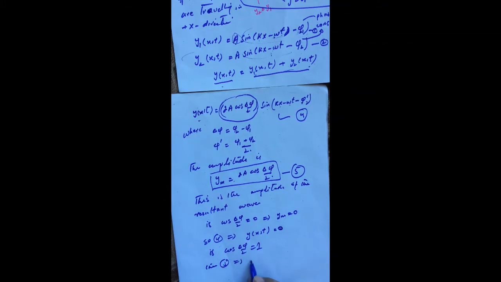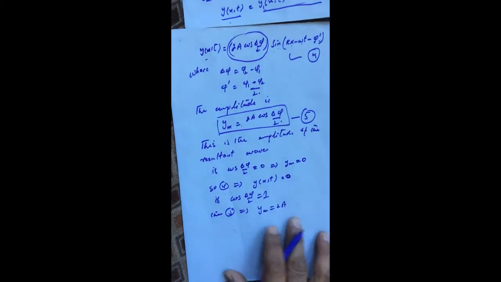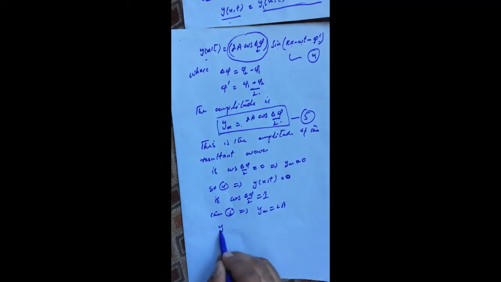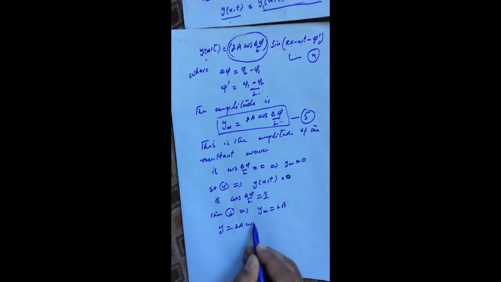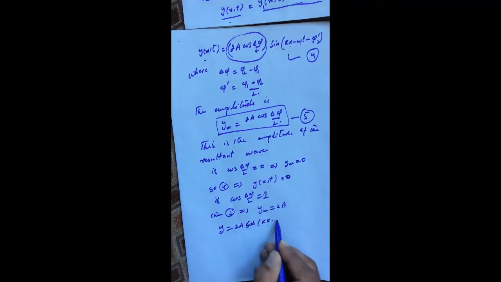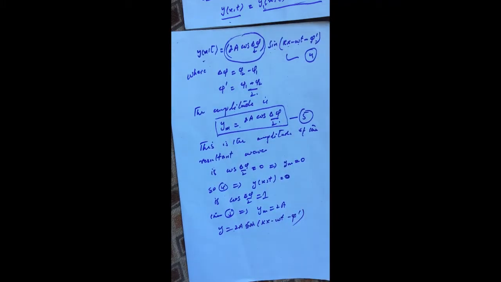Now if cos(Δφ/2) is equal to 1, then equation 5 implies the amplitude will be 2a. So if the amplitude is 2a, then the resultant wave will be 2a sin(kx - ωt - φ'). So it means that the amplitude is twice the amplitude of the individual wave. So this is a constructive interference, because the amplitude becomes 2 times.